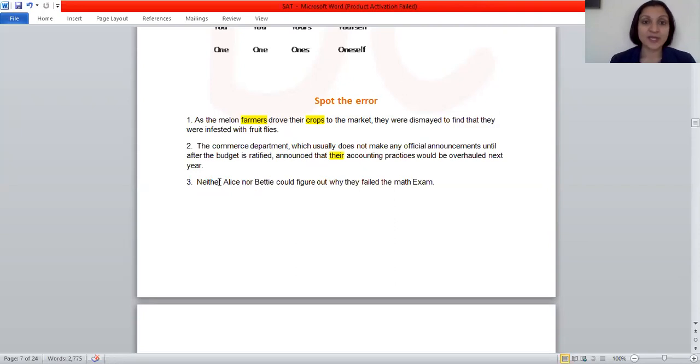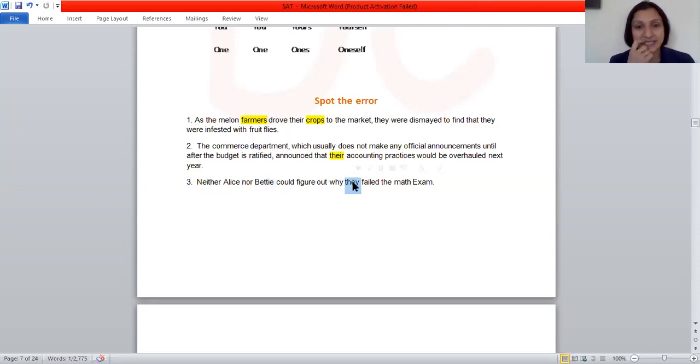about neither and nor. If you've forgotten, with neither and nor, when we look at the verb, we focus on whatever is after nor. Yeah? Let's look at this sentence, if there's a verb error or something. Neither Alice nor Betty could figure out. So now, because we have "figure out" and we have "could," we're not looking at singular or plural. Next it says why they failed the exam.